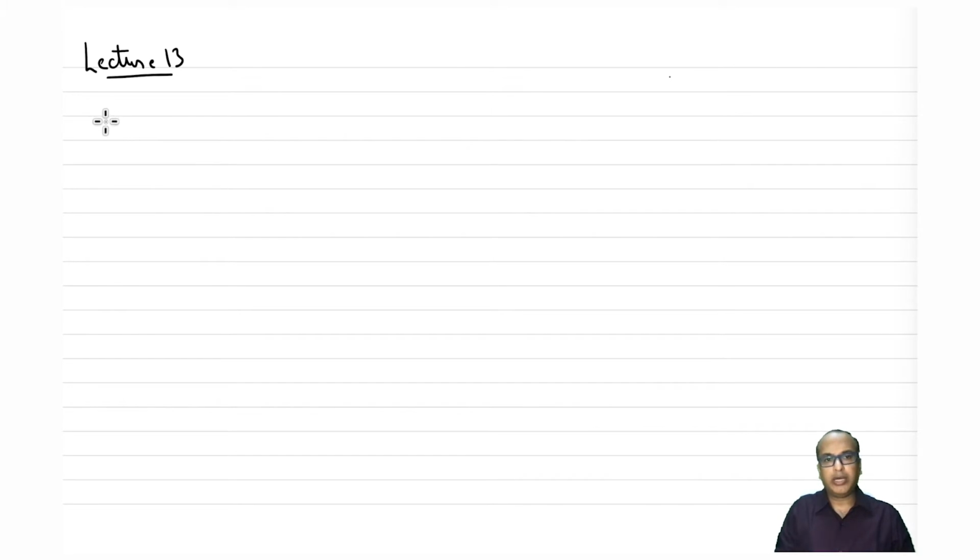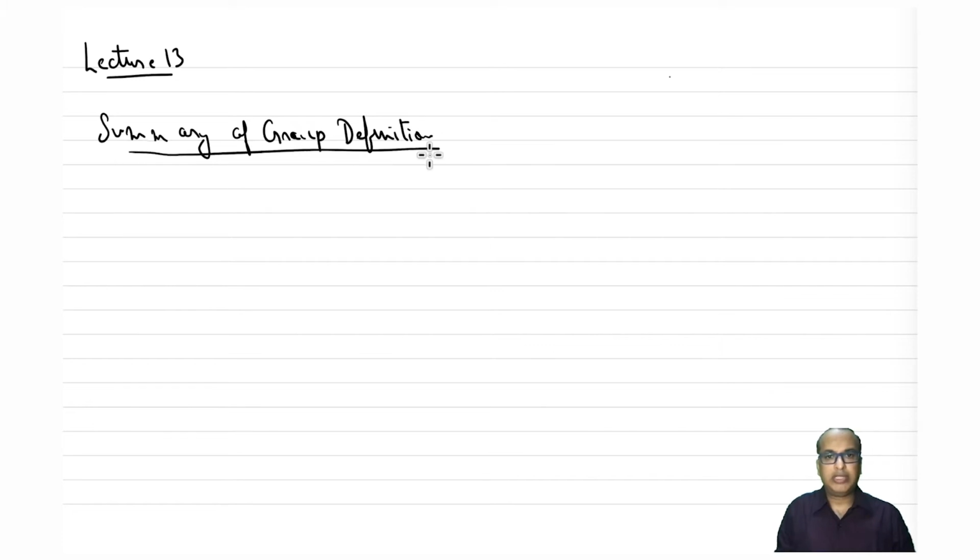Let us start looking at properties of group, point groups a little in more details. So let us start with a summary of group definition. So we said when symmetry elements are group elements, which is symmetry operations, which are related by four properties, then these are defined as point groups, right?